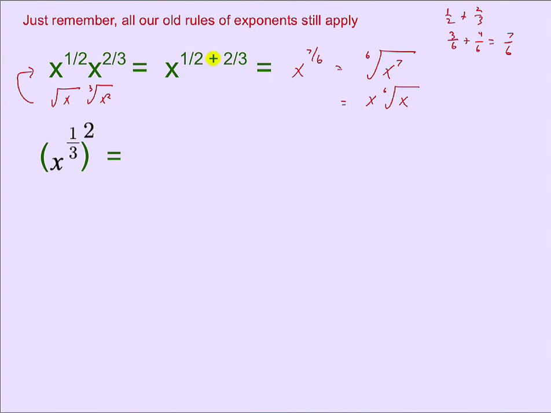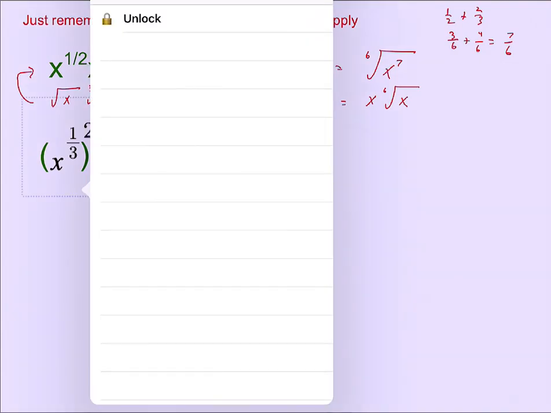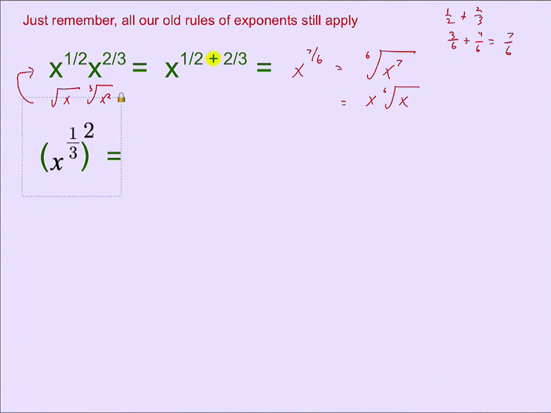Similarly, x to the 1/3 squared. This example might be a little bit too simple, but x to the 1/3 squared, we learned that when you have a power raised to a power, you can just multiply the exponents. So x to the 1/3 to the second is the same thing as x to the 1/3 times 2, which is 2/3.